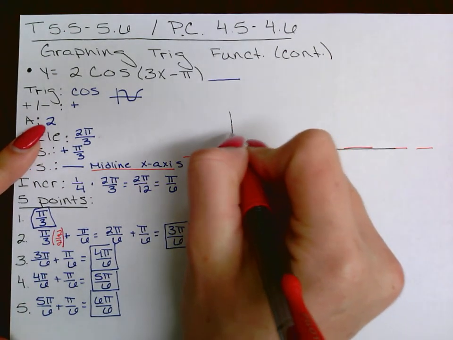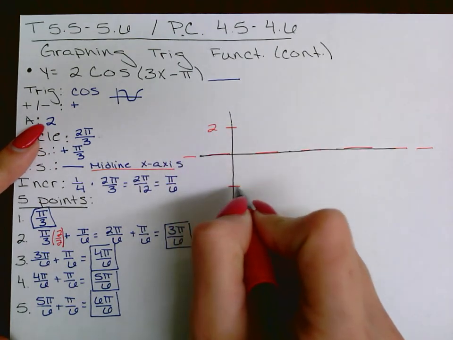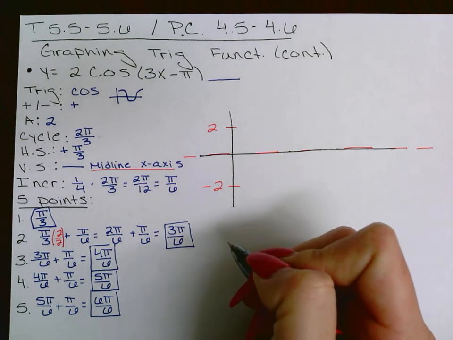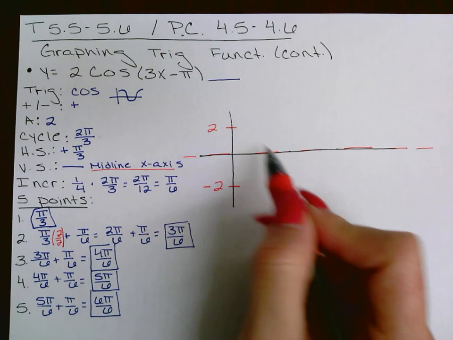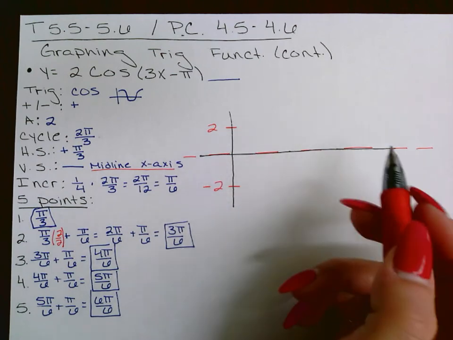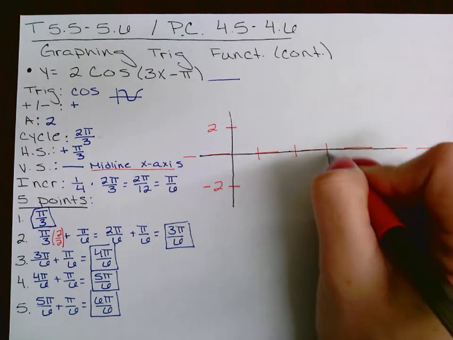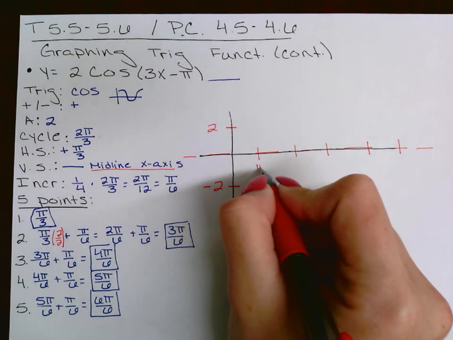If I go up 2 from 0, I land at 2. And then I'm going to go down 2, landing at -2. Okay? On a quiz or test, this would be 1 point. The midline with the amplitude. The next thing I'm going to do is my 5 points. This would be your second point on a quiz or test.